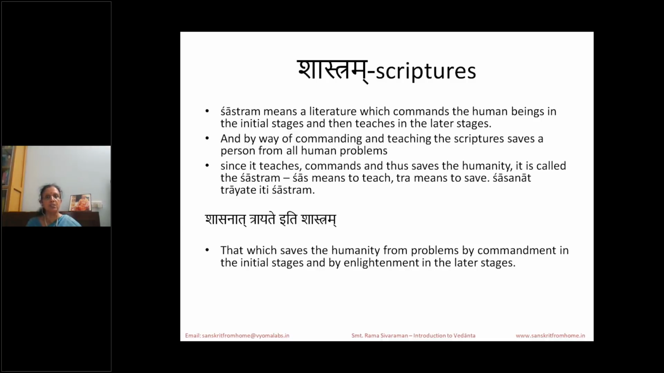The scriptures have solutions to almost all the human problems, whether it is with respect to the goals of Dharma, Artha, Kaama or Moksha. We will see which part addresses what as we move along. But our scriptures take care of the ways and means by which all four goals can be achieved. And since it teaches, commands and saves humanity, it is called Shaastram. Tra means to save. So Shasana Trayate iti Shaastram, that which saves humanity from problems by commandment in the initial stages and by enlightenment in the later stages.